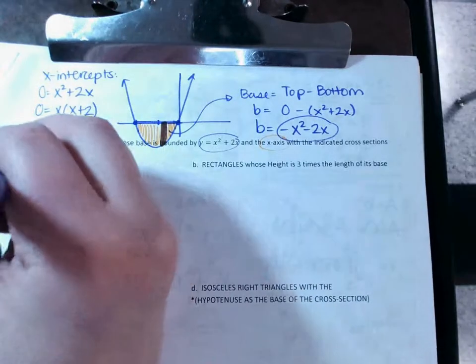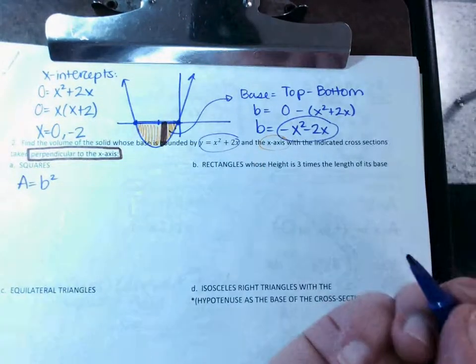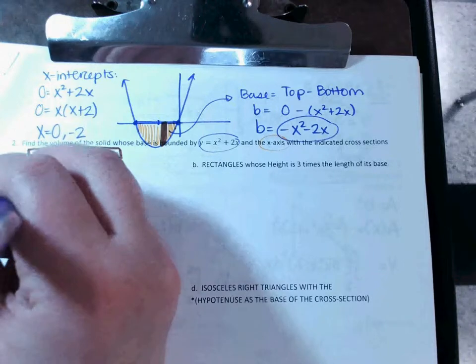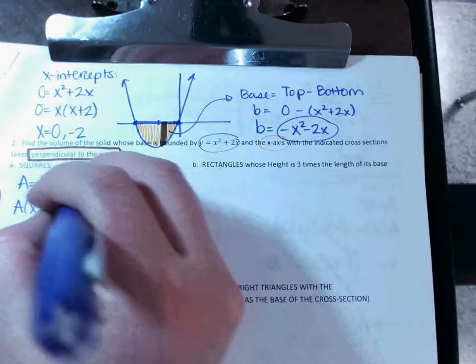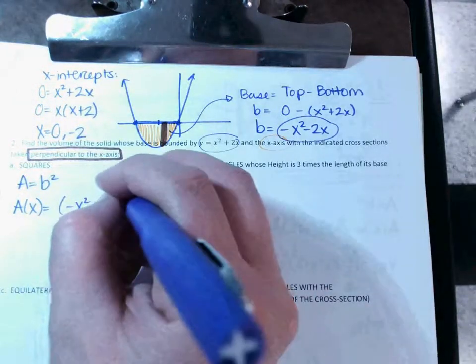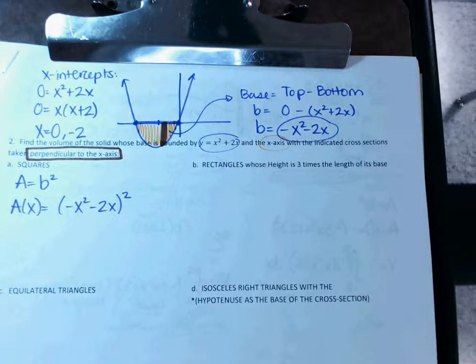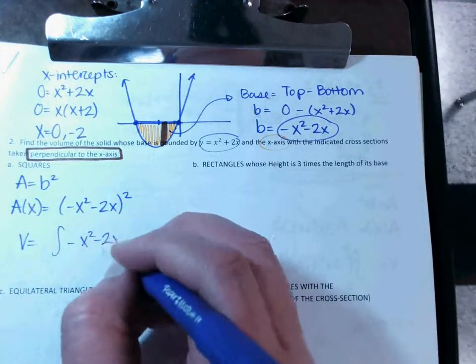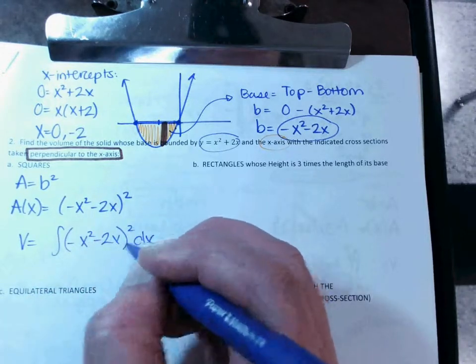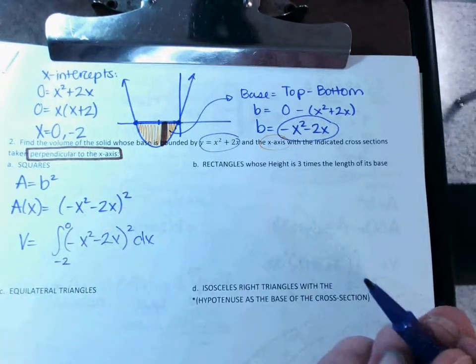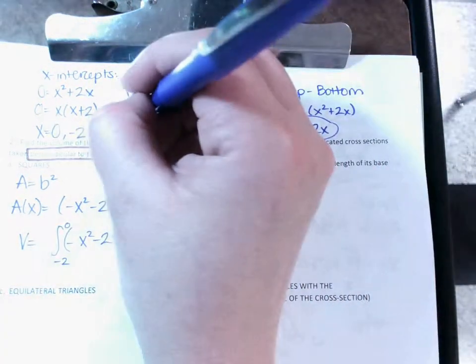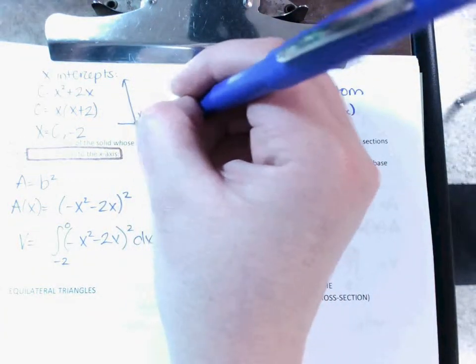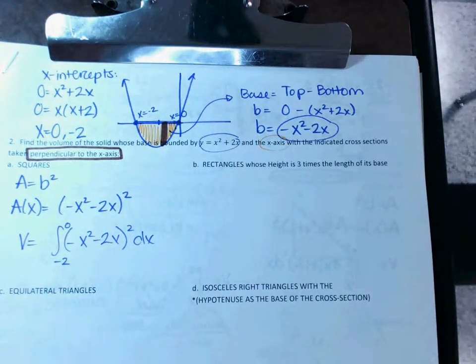Okay, let's look at part A. I want squares. Area of a square is b squared, which means that A of x would be negative x squared minus 2x, squared. So I would take whatever my base is, the distance across my base, and I would square it. Okay, then from there I'd turn that into a volume. Negative x squared minus 2x, squared, dx from negative 2 to 0. Now remember that negative 2 is my x value here, 0 is my x value there. So that's how I got those numbers, those are the ends of my region.